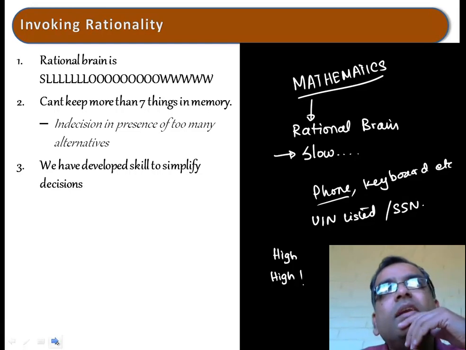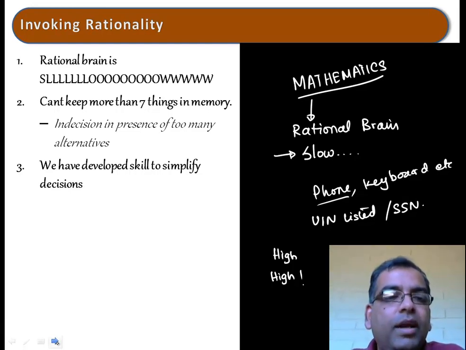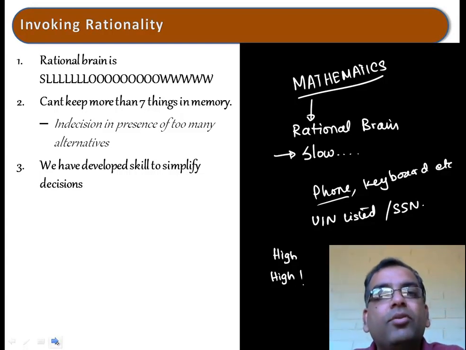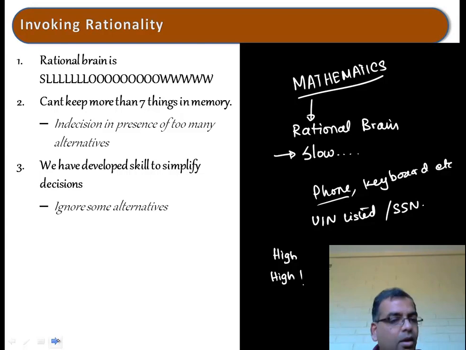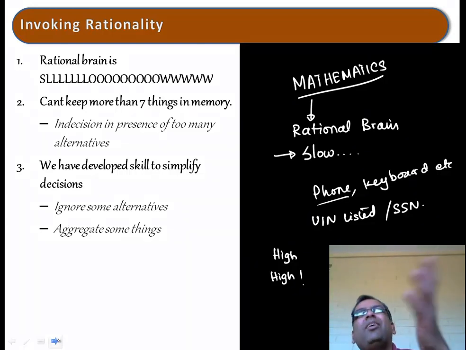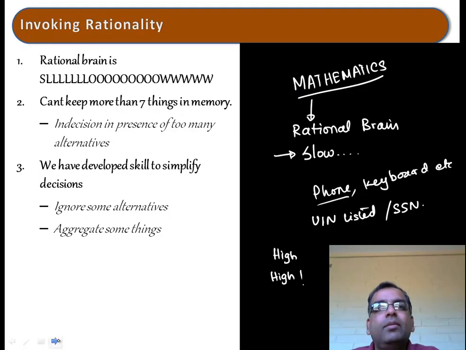What happens to us is that if you are presented with too many alternatives, we become indecisive. If I tell you there are 45 different courses and you have to pick 3, it is very hard for you to do because there are too many courses to keep in mind. So what we do is we randomly simplify. We just ignore some alternatives. We just aggregate some things. We say, okay, all these courses start with S, so they're all one course. I'll just aggregate it. So in many cases, we make dramatic simplifications based on the fact that we have to make some decision.